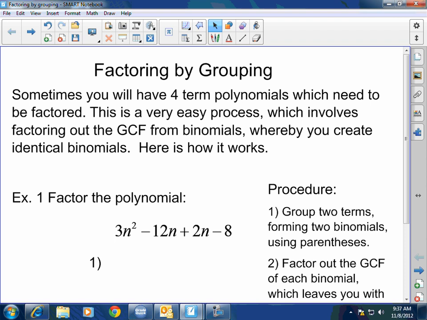We also learned how to multiply polynomials. We know how to multiply a monomial to a polynomial. We know how to multiply two binomials. And we know how to multiply binomials by trinomials or n-term polynomials. So we've actually learned a lot, and I'm very proud of you.